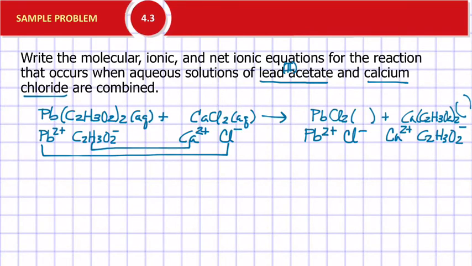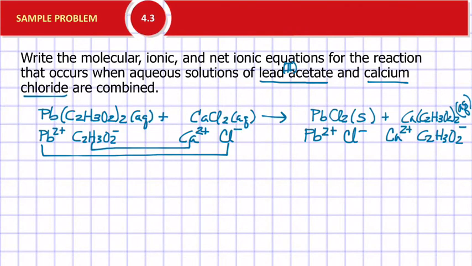Okay, so we need to identify this lead 2 chloride. Is it soluble or not? And go down the list. It's insoluble because chloride compounds are generally soluble except with lead 2. So that's solid. And then calcium acetate. Well, the second line of that chart says that acetate compounds are always soluble. So that's going to be aqueous.